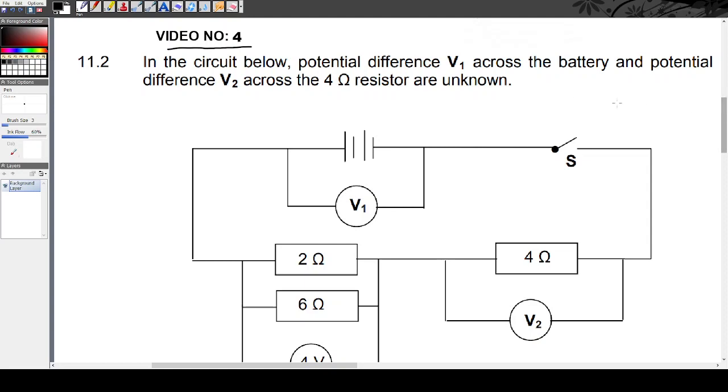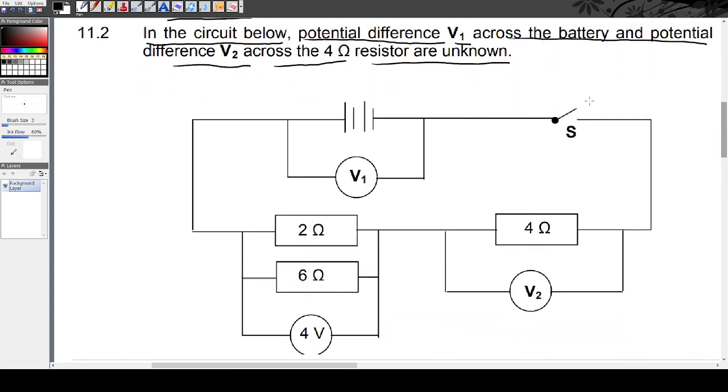Let's try to analyze the circuit without wasting time. In the circuit below, the potential difference V1 across the battery and the potential difference V2 across the 4 ohm resistor are unknown. In other words, we don't know the voltage across this battery and we don't know the voltage across this 4 ohm resistor. That's what they are saying in the statement.